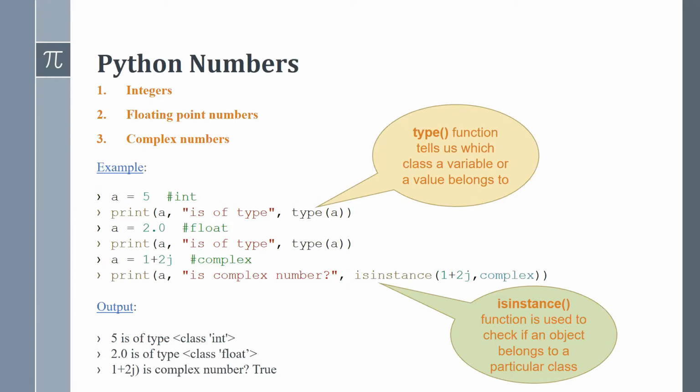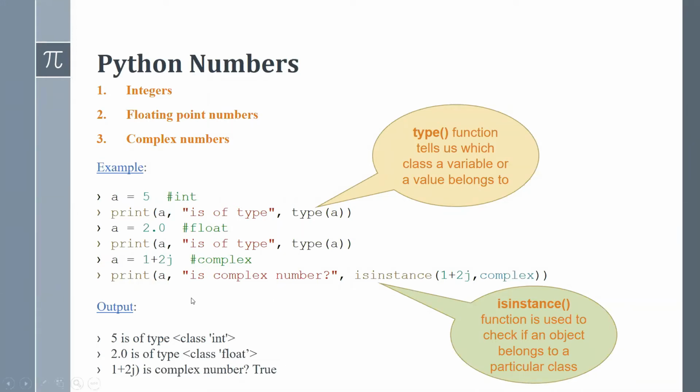Then we talk about floating point numbers. Floating point numbers are nothing but the ones that have decimal values to them. It can be a positive number, again, or a negative number. Then we also have complex numbers. Complex numbers are nothing but the ones that we have, the complex integer.